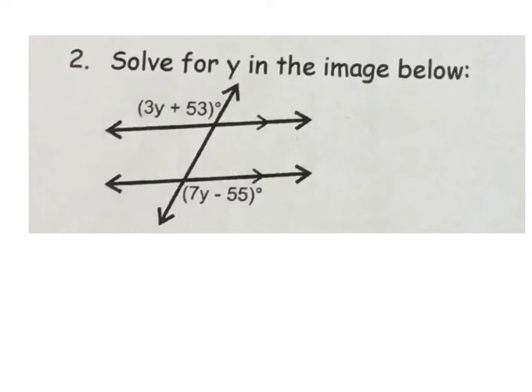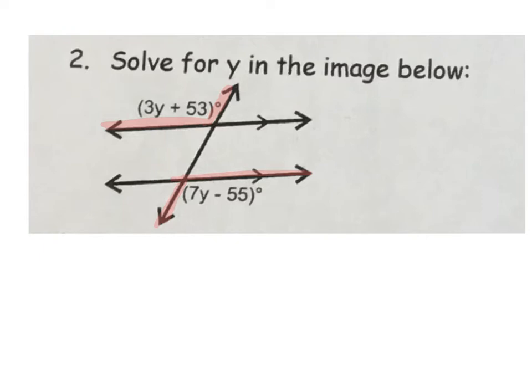Okay. Number 2, so we're solving for y in the image below. So these are parallel lines cut by a transversal line. So it's been a while since we've done this. But I'm going to highlight for you in red this angle that we have here. Okay, so we have our angle there, like so. And we see that's an obtuse angle. So all the obtuse angles here are going to be equal to each other.